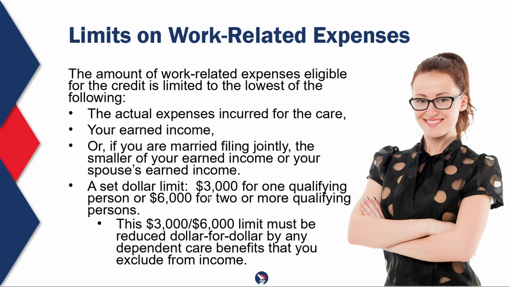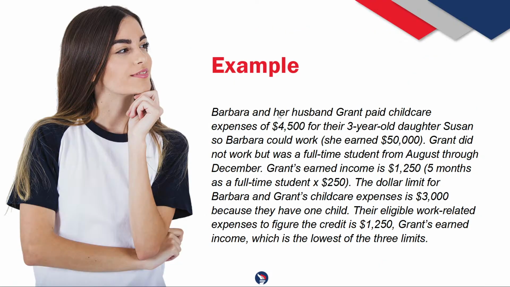There's also a set dollar limit: $3,000 expenses for one qualifying child or person, $6,000 for two or more. This $3,000, $6,000 limit must be reduced dollar for dollar by any dependent care benefits that you receive that are excluded from income. So back to our example, Barbara and her husband Grant paid expenses of $4,500 for their daughter. Remember, Barbara made $50. Grant is going to school for 5 months out of the year, so he's getting $250 a month of fake income for a total of $1,250.